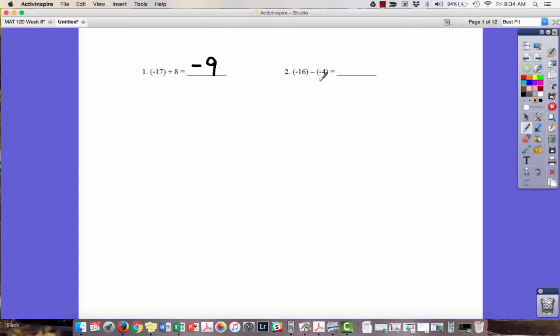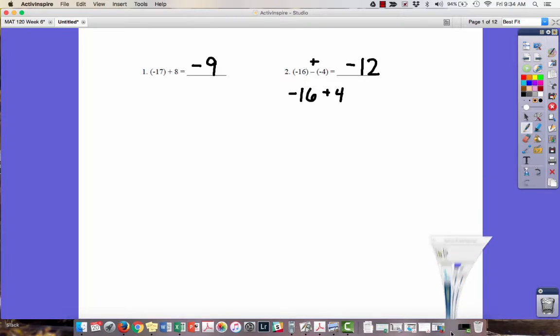With number two, the biggest thing to remember here is that when we subtract a negative, it becomes a positive. So it ends up saying negative 16 plus 4, which is a very similar question to this one. If I owe somebody $16 and I give them $4, I now still owe them $12. So it's still negative, but it's negative 12.